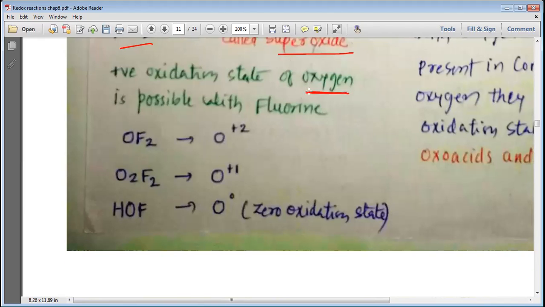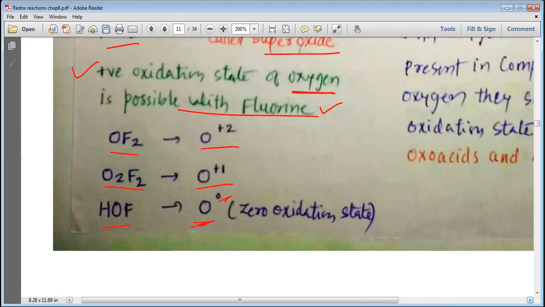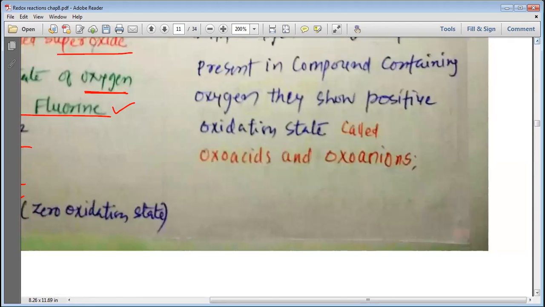Sometimes oxygen gives positive oxidation number even. So positive oxidation state of oxygen is possible with fluorine only. Please remember that oxygen can give positive oxidation state with fluorine only. So if you look into OF2, the oxidation state of oxygen is +2. If you look into O2F2, the oxidation state of oxygen is +1. If you look into HOF, the oxidation state of oxygen is 0, my dear students. Though it is a compound, the oxidation state of oxygen is 0, hydrogen has +1 and fluorine has -1.